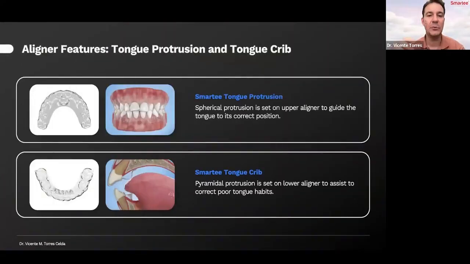In the Smartee, we have 2 different solutions for the tongue habit: the tongue protrusion and the tongue crib. The tongue protrusion is ideal for a patient that has an incorrect swallowing position of the tongue. It's ideal because they put the tongue on this spherical protrusion and start swallowing to improve the movement of the tongue. The second one is the tongue crib. This is a pyramidal protrusion, and in this case it is to correct the tongue habit.